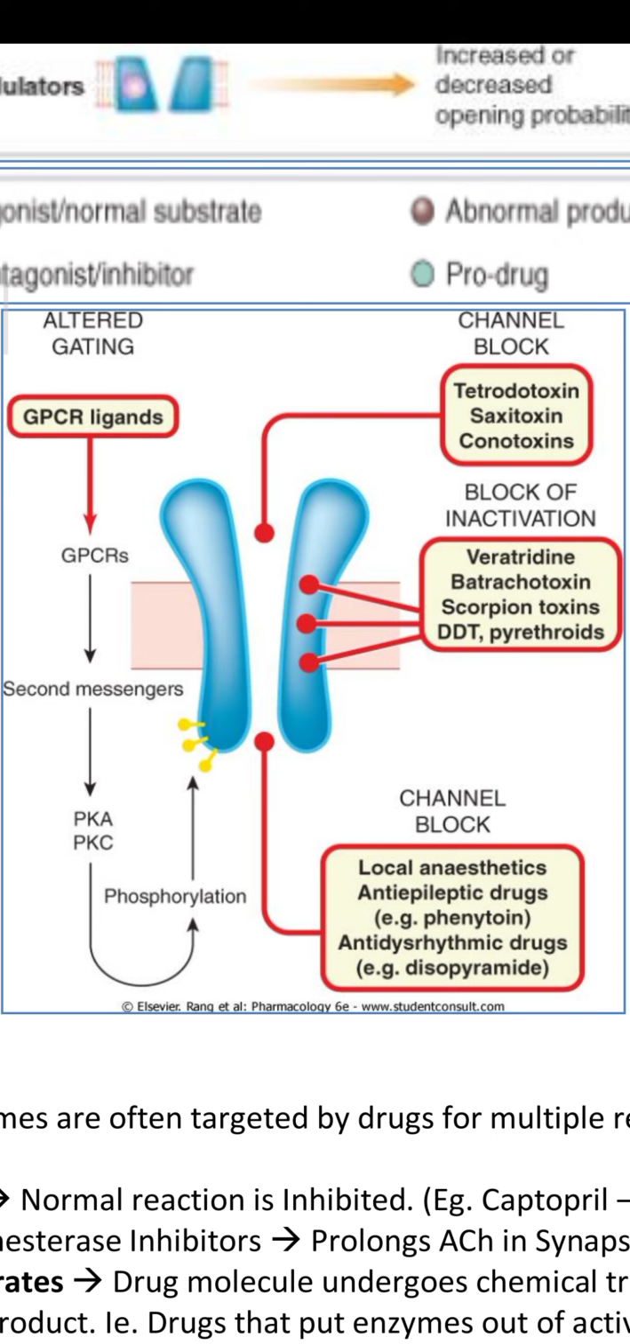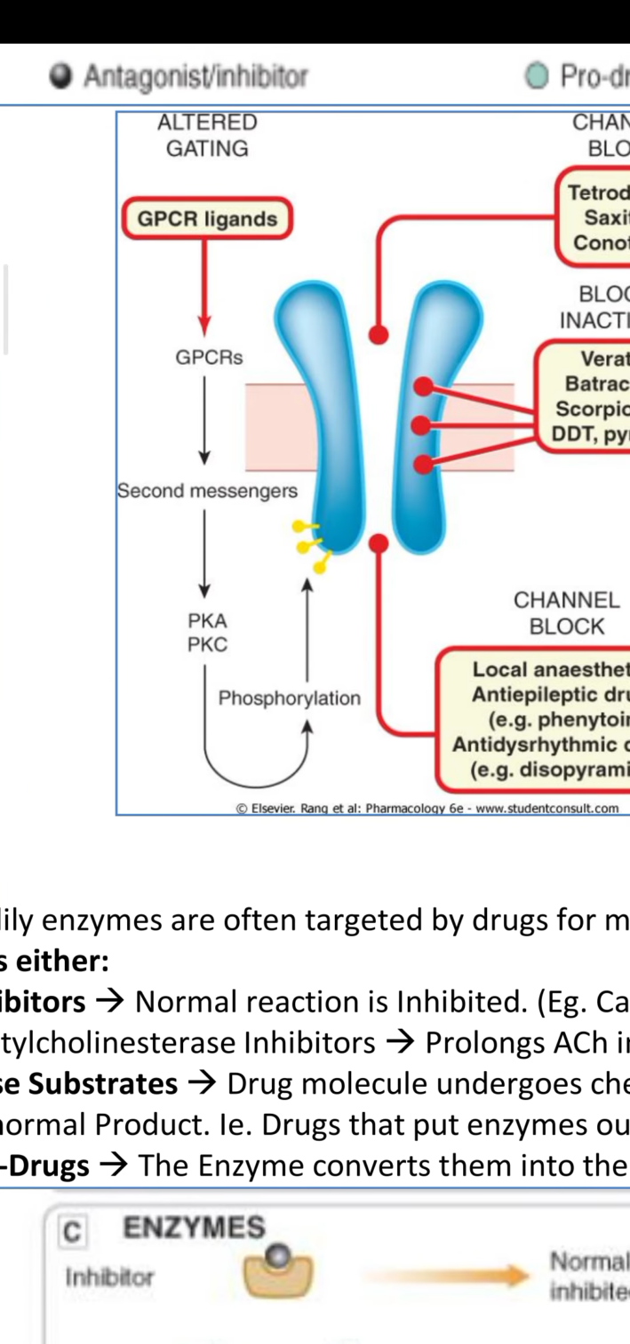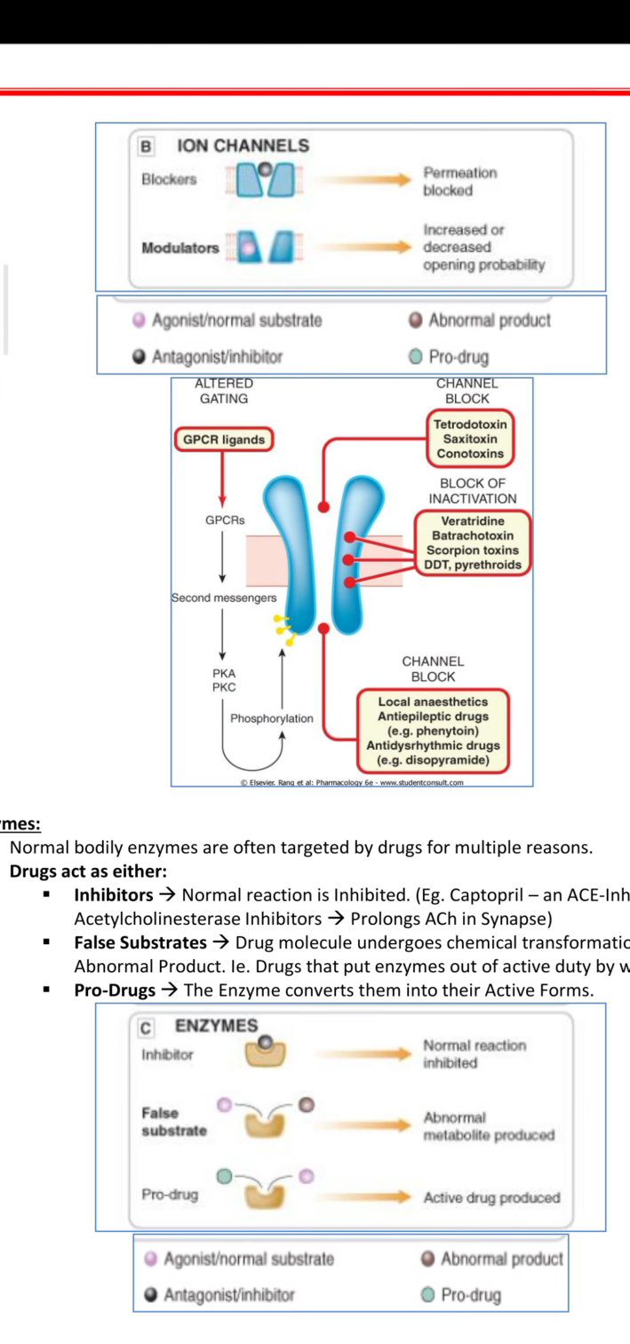Anti-epileptic drugs are phenytoin; anti-dysrhythmic drug, disopyramide; veratridine, batrachotoxin, scorpion toxin, DDT pyrethroids, tetrodotoxin, saxitoxin, conotoxin. All these toxins cause channel blocks and altered gating.